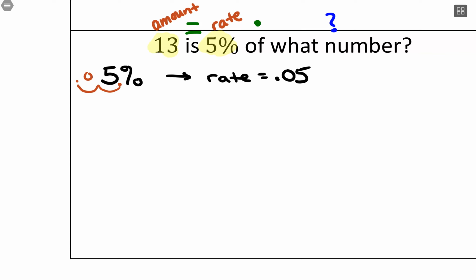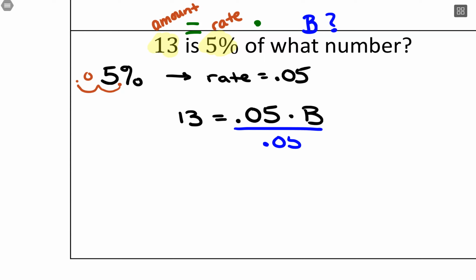And then what we're trying to find is the base. So we're going to have 13 equals, so for rate, not 5%, but rather 0.05 form for it, times b. So we're solving for the base here, but it's the same routine. We're just going to divide by that 0.05. So we're solving for b equals 13 divided by 0.05, which is 260.